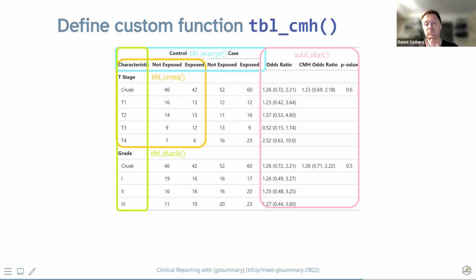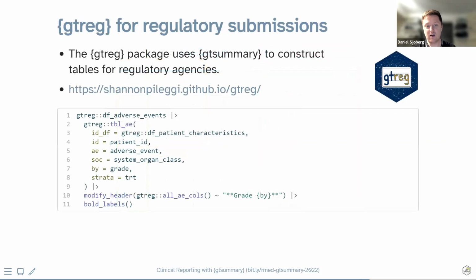So being able to cobble together these basic building blocks of far more complex tables is super, super powerful. And it's really a fantastic feature. It's one of my favorite things about the package. It's so easy that my friend Shannon and I wrote another package called gtreg, which is primarily for tables you'll find in regulatory submissions to the FDA. And so this focuses, I think these examples are primarily about adverse event reporting.